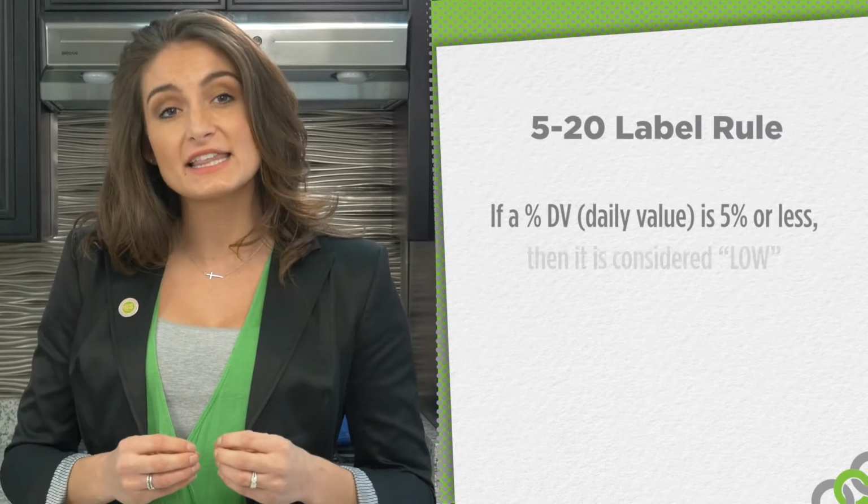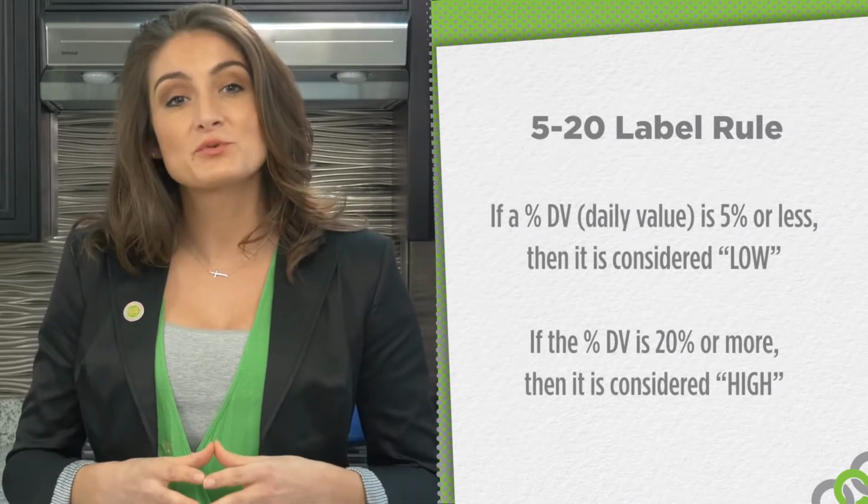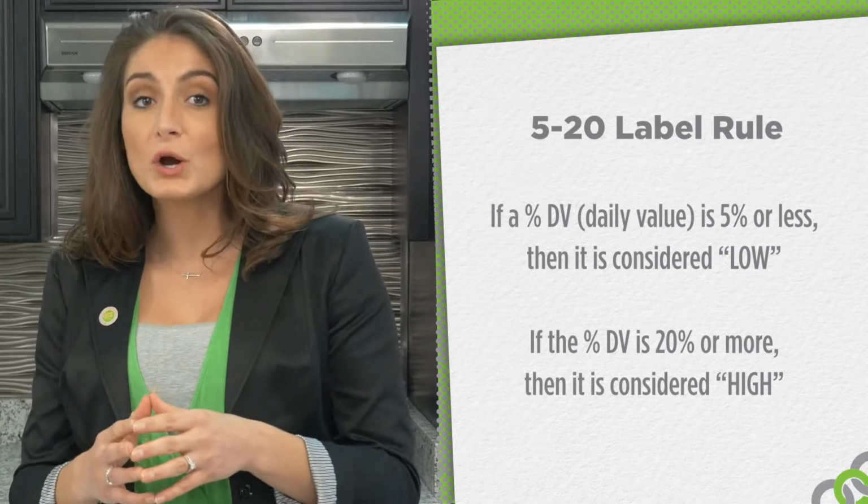One rule that may help with using percent daily value to your advantage is the 5-20 label rule. If a percent daily value is 5% or less, then it is considered low. And if the percent daily value is 20% or more, then it is considered high. So if you're looking to limit amounts of a particular nutrient, like added sugar, choose products with 5% or less. But if you're looking to increase amounts of a particular nutrient, like dietary fiber, choose products with 20% or more.